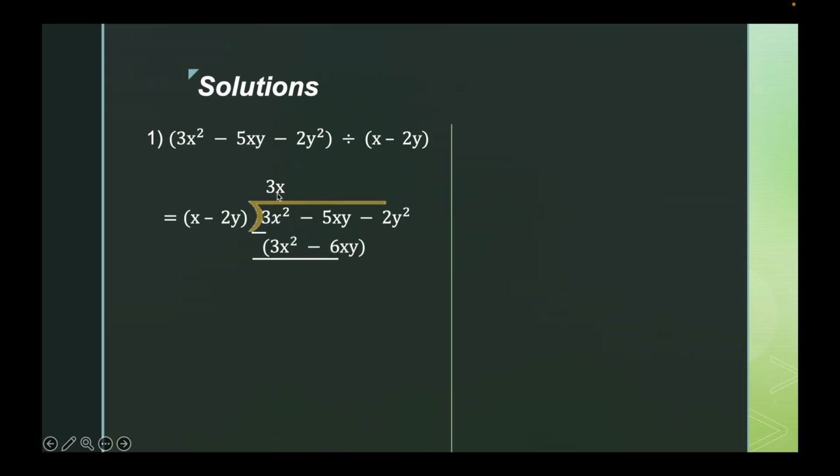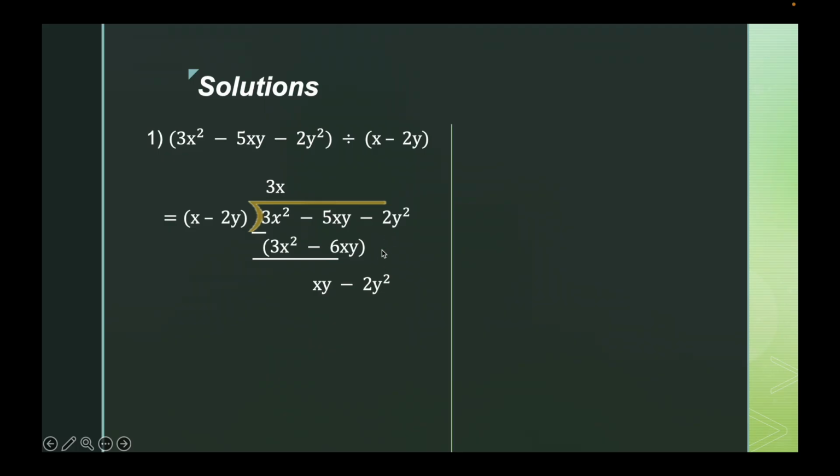So I multiply 3x by x, which gives me 3x squared, and then 3x times negative 2y, which is a negative 6xy. Now that I've written this down, our next step is to subtract. Remember your brackets. When I subtract, I get negative 5xy minus negative 6xy, which gives me a positive 1xy.